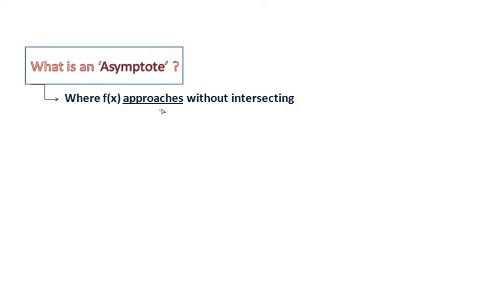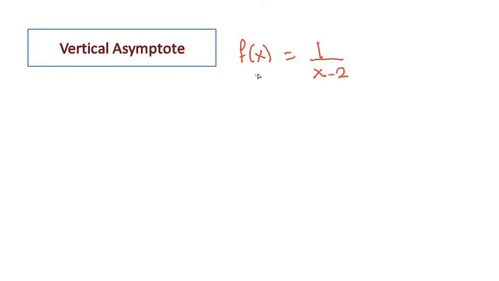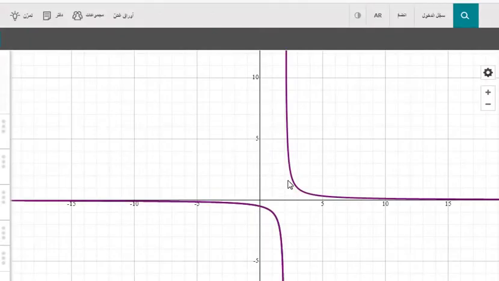And as we said before, for the SAT subject test, you need to study the horizontal asymptote and the vertical asymptote. For this function, f of x equals 1 over x minus 2, it's defined for all real numbers except for x equals 2 because it has a zero of the denominator. This is the graph of 1 over x minus 2. It has two asymptotes, one horizontal asymptote and one vertical asymptote.